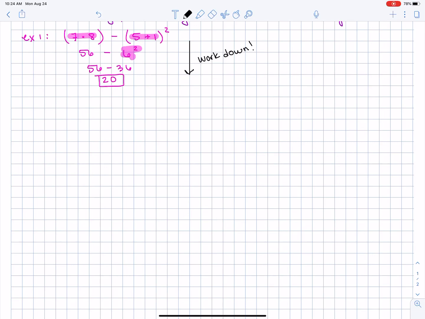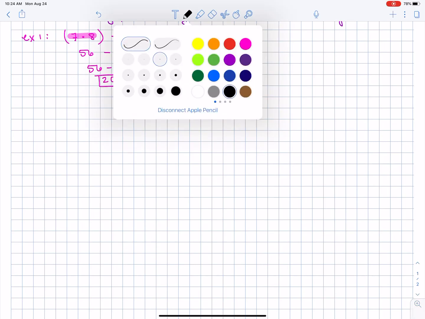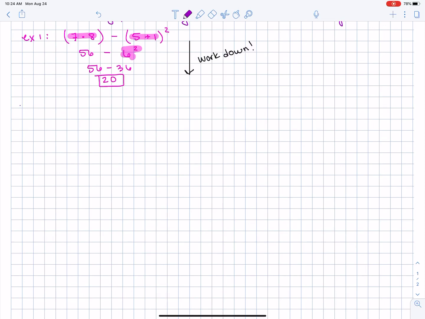You don't want to work left to right and have a string of equations. Always work down. All right, let's move on to example 2. So I'm going to have 15 minus 9 over 11 minus 8 times 2 plus 8.